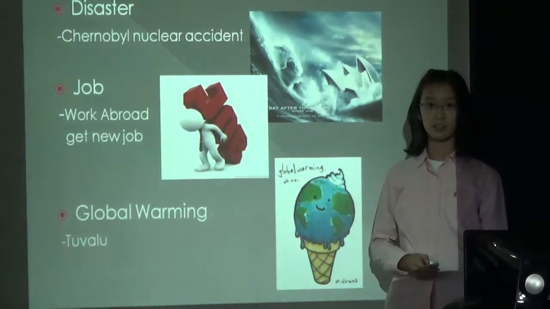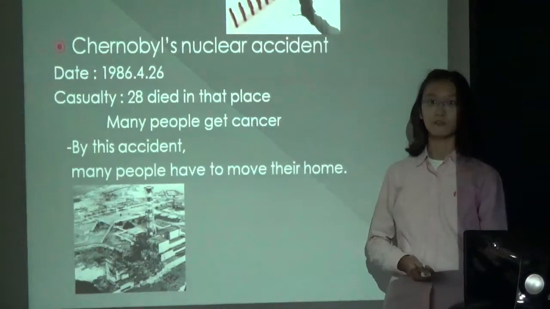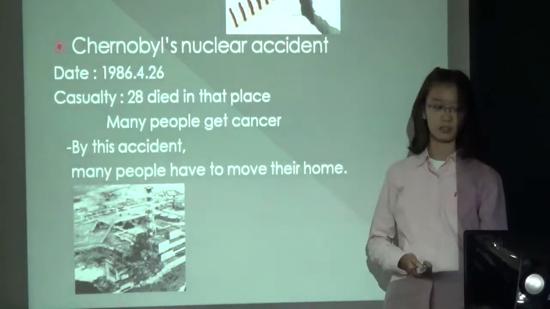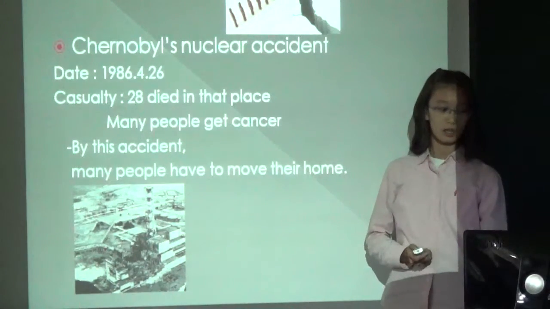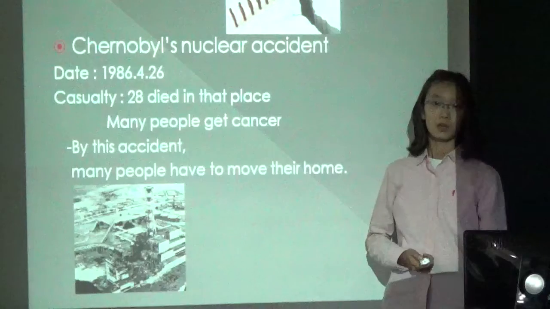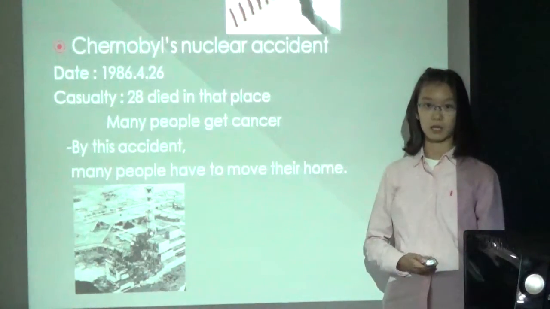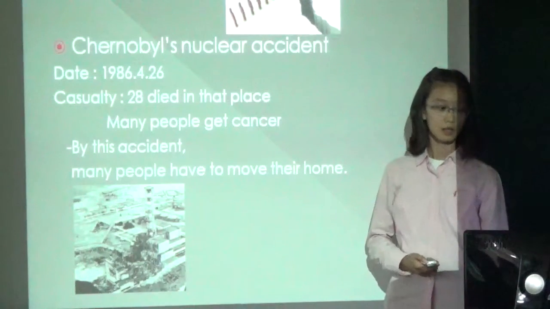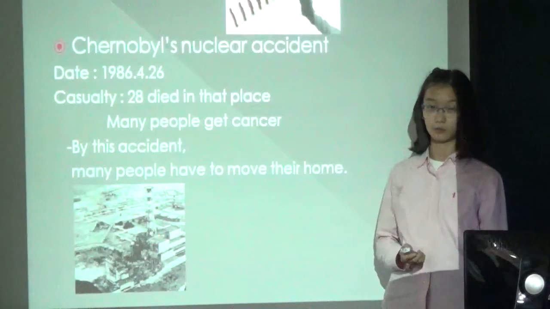In each region, there is some example. First, disaster. For disaster, there is the Chernobyl nuclear accident. The Chernobyl nuclear accident happened on April 26, 1986. Because of this accident, 28 people died at the place, and many people got cancer. Because of this accident, many people had to move from their homes.